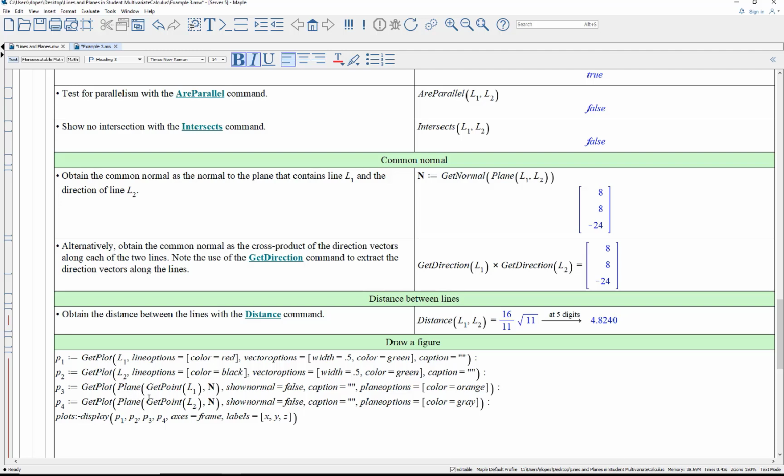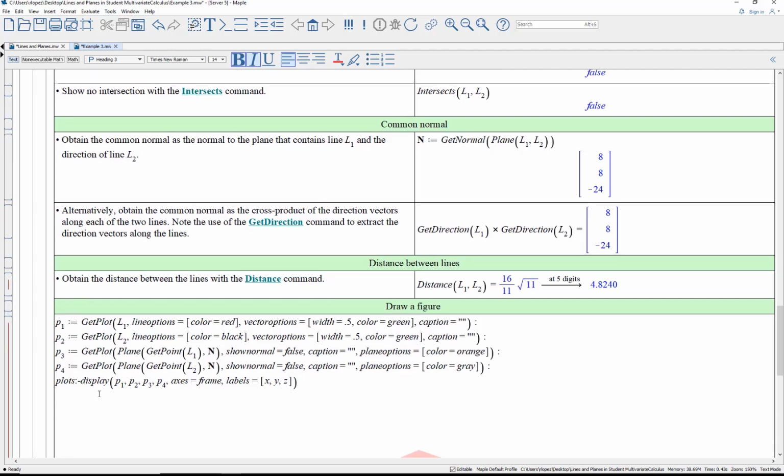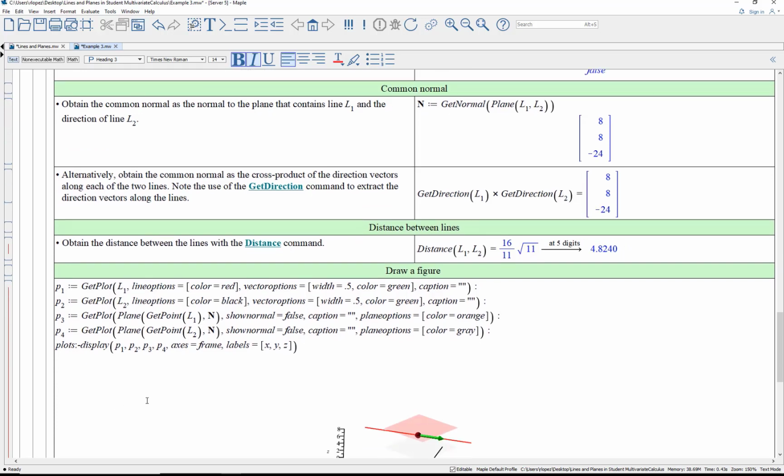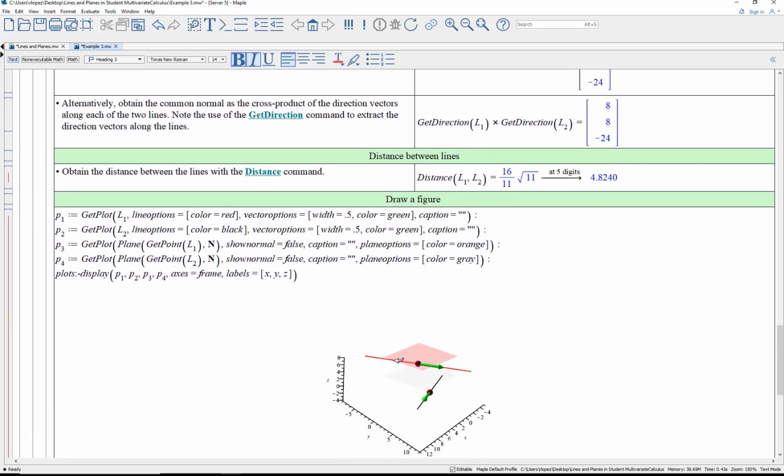Now, how are the two planes drawn? Get a point on line 1, use the normal, form a plane. Get a point on line 2, get a normal, draw a plane. Put it all together, you have 4 different graphs: skew line, one plane, the other plane. This skew line lies in this plane, this skew line lies in that plane.